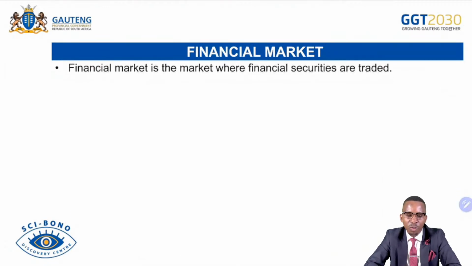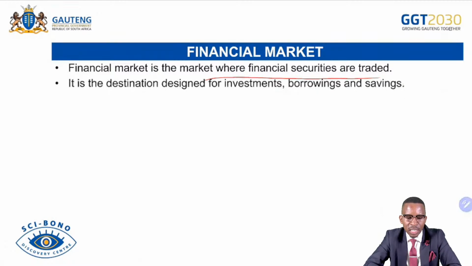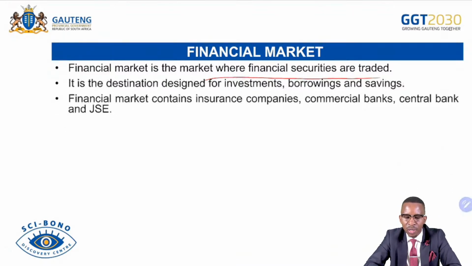And then we have the likes of financial market, which is the market where all financial securities are traded. So it is the destination designed for investment, borrowings, and savings. That's where we can invest money, we can borrow money, we can also save our money. Financial market contains insurance companies, commercial banks, central bank, as well as Johannesburg Security Exchange.